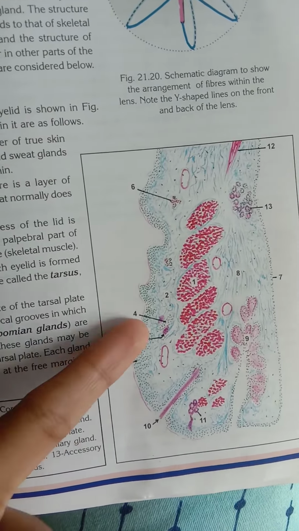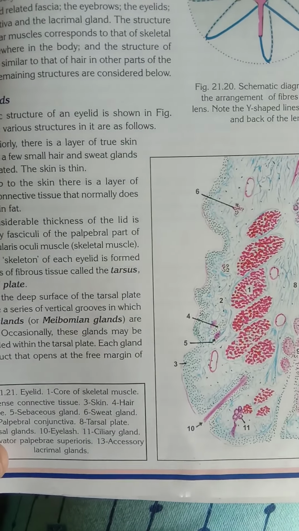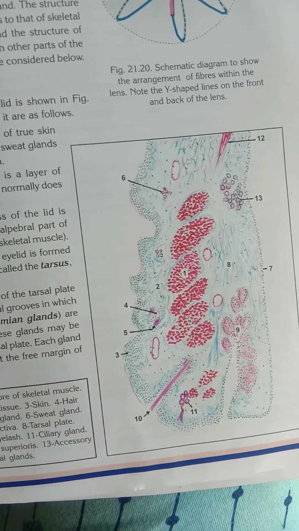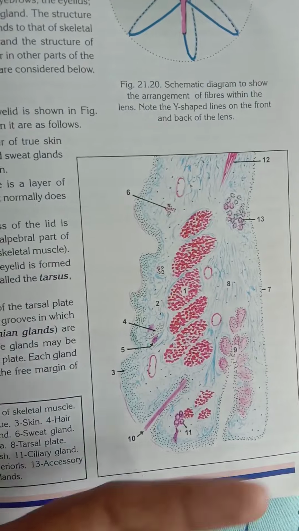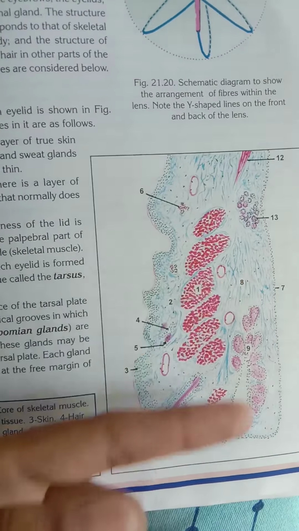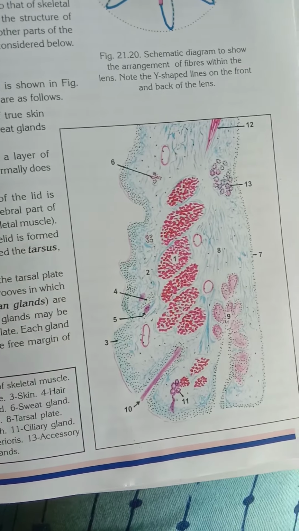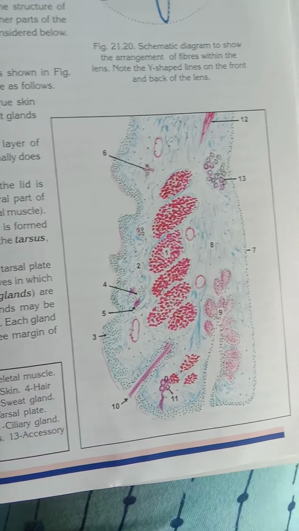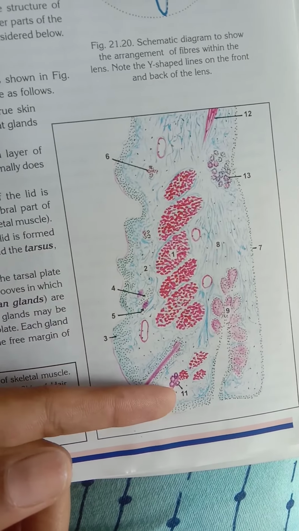Next we have the palpebral conjunctiva. Conjunctiva is divided into palpebral conjunctiva and ocular conjunctiva, and here we see the palpebral conjunctiva. The 8th one is the tarsal plate, and the 9th is the tarsal glands. This is the tarsal plate, and near it we have these red marked structures, which are the tarsal glands. The 10th one is the eyelash, which we know. Next, the 11th is the ciliary gland, and this is the ciliary gland.